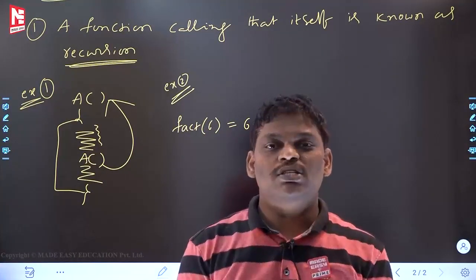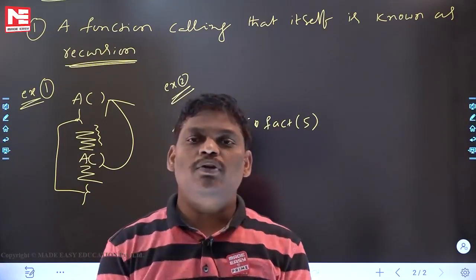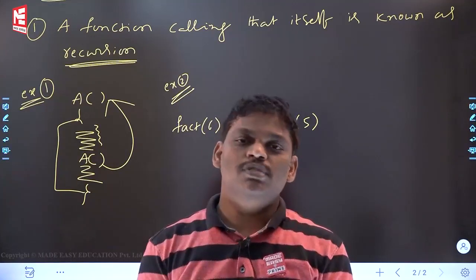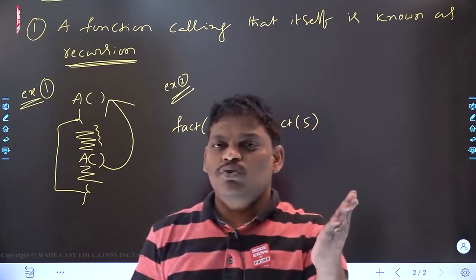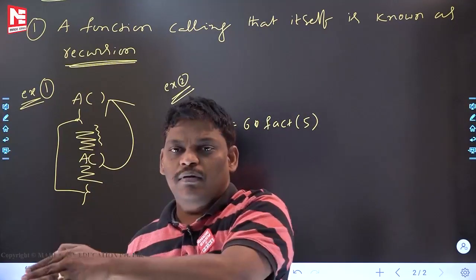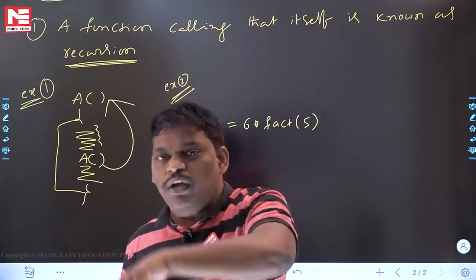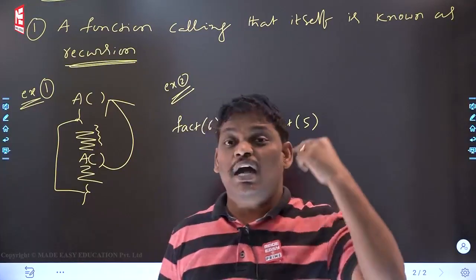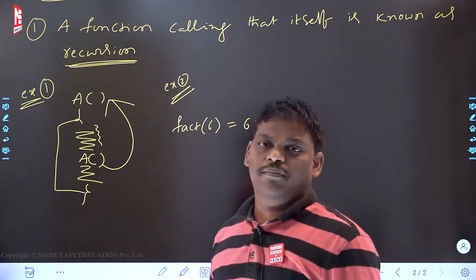If you don't know, just go one step back. 6 into factorial of 5 also you can say. What is the factorial of 5? 120. 120 into 6 is 720. That is also okay, just go one position back. If you know at least the factorial of 5, then multiplying it by 6 you will get the factorial of 6. Instead of saying I don't know, this may be a better idea.